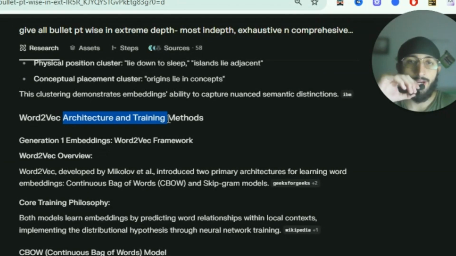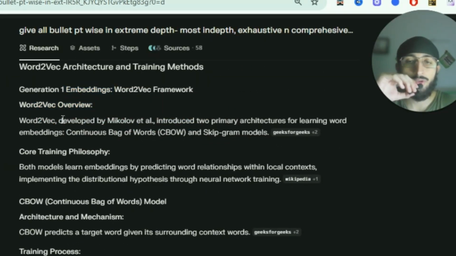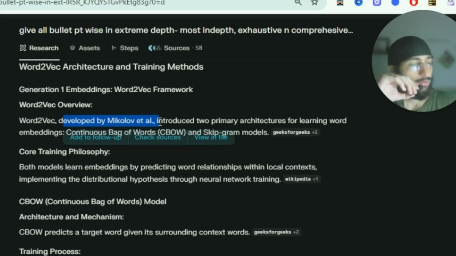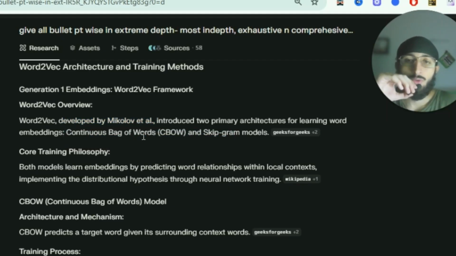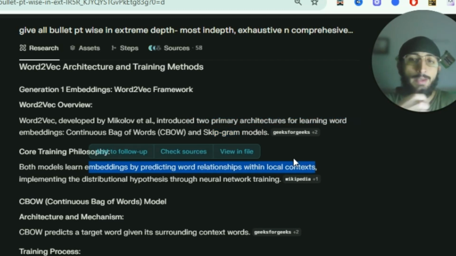Now, word to vector architecture and training methods. Generation 1 embeddings. So, word to vector overview. Word to vector was developed by Mikolov and introduced two primary architectures for learning word embeddings: continuous bag of words (CBOW) and skipgram. The co-training philosophy: both models, CBOW and skipgram, learn embeddings by predicting word relationships within local contexts, implementing the distributional hypothesis through neural network training.